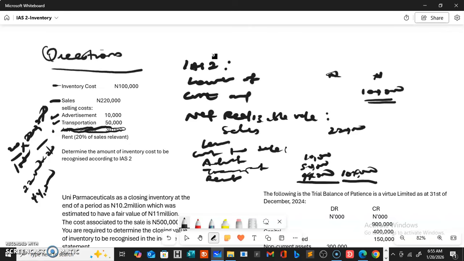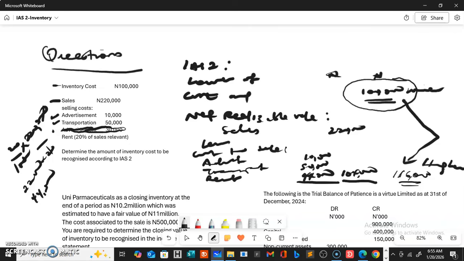So our net realizable value will now be 220 minus 104, that's 116,000. We can see that out of the two, the cost is lower. This one is lower, and this is higher. So according to IAS 2, we're going to recognize the 100,000 in the income statement because it is lower.